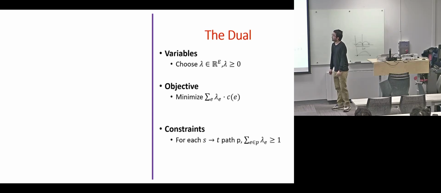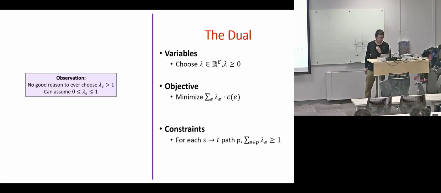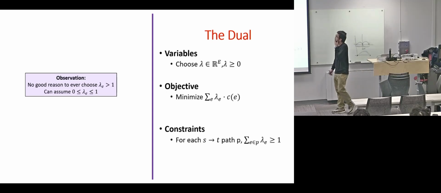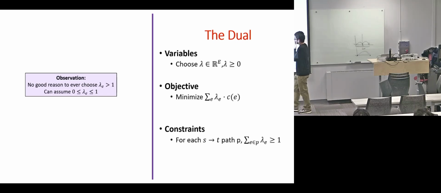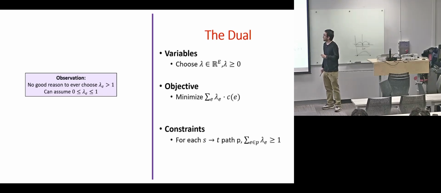My first observation is that there's no good reason to ever choose lambda e to be more than 1. I claim that there always exists an optimal solution where for every edge e, lambda e is at most 1. Do you see why? Blake? Your constraint on the bottom says that the sum of all the lambdas needs to be at least 1, but you're also minimizing the lambdas in the objective function with a weight. Exactly.